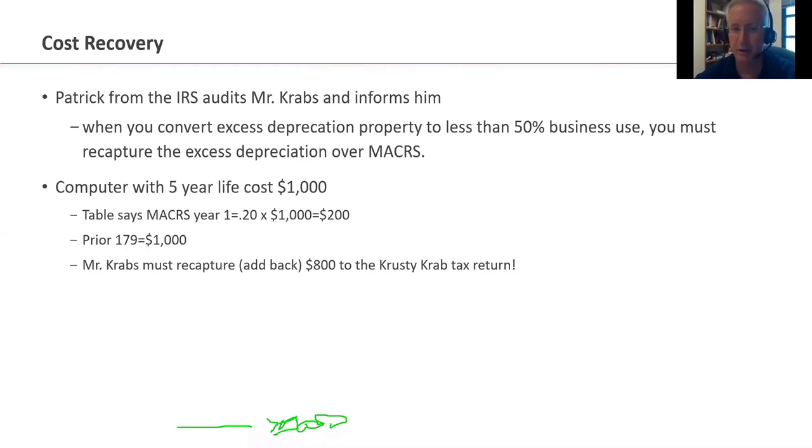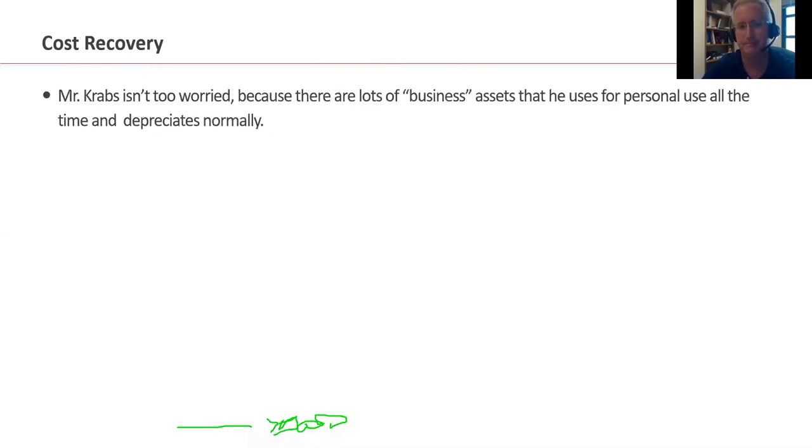Now recall that Mr. Krabs said, oh, I'm taking 179 or bonus, it doesn't matter, either one. I'm writing off the whole thing. So now that he's converted that, he has to recapture, or basically add back, the $800 he's not eligible for. Therefore, he adds $800 of income to the tax return because that's recapturing that excess depreciation he's not entitled to due to the conversion of the property.